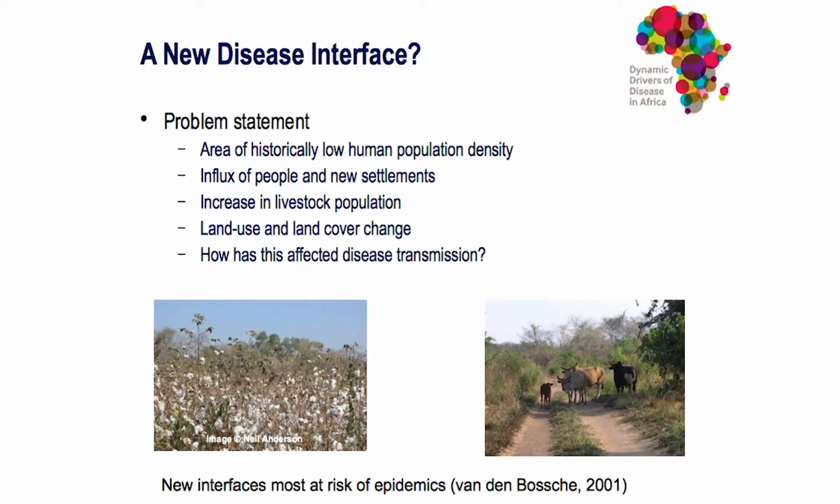So why were we interested in studying that particular area? As I've said, there's historically been a low population density, but in this particular part of the Luangwa Valley, that seems to be changing. There's been an influx of people and new settlements into that area in the last few decades, and a corresponding increase in livestock of a variety of species. And this has resulted in concurrence of land use and land cover change with potential impacts on ecosystem services. And we're particularly interested in how that's impacting on trypanosomiasis disease transmission.